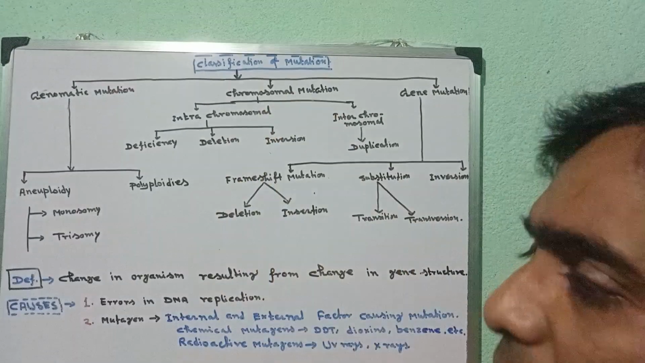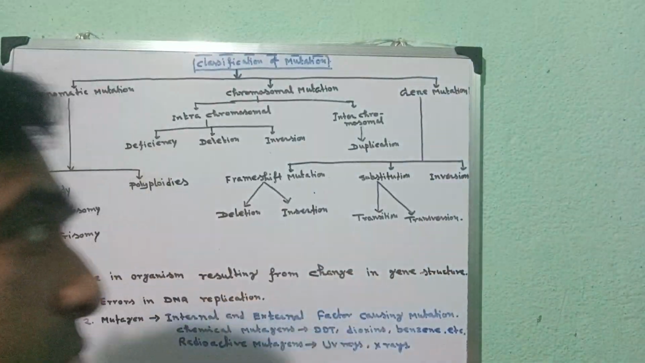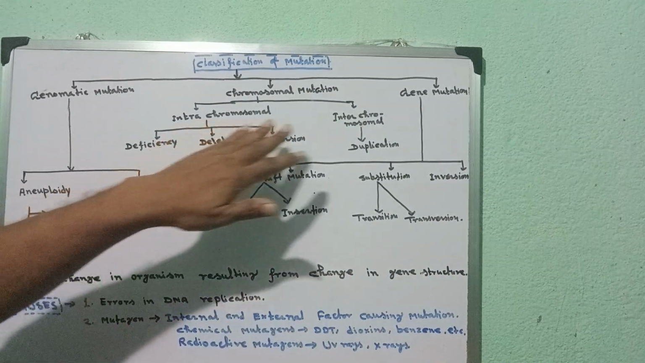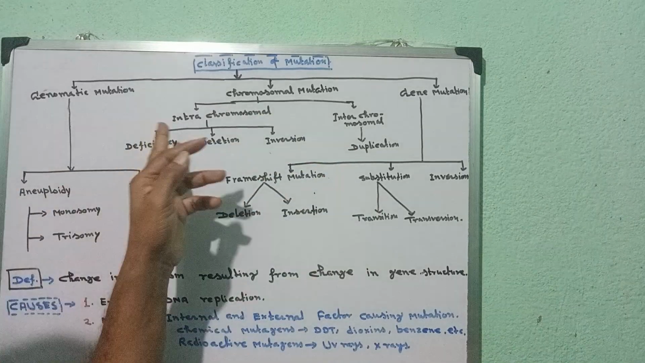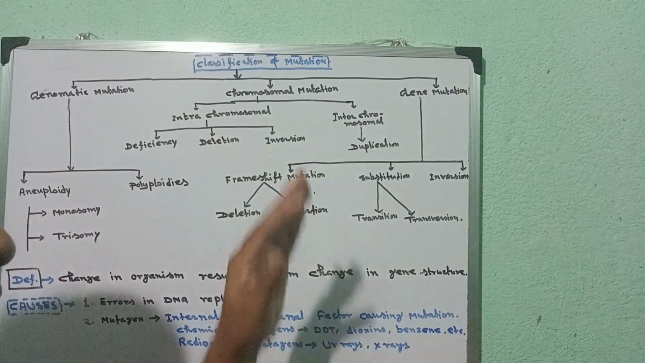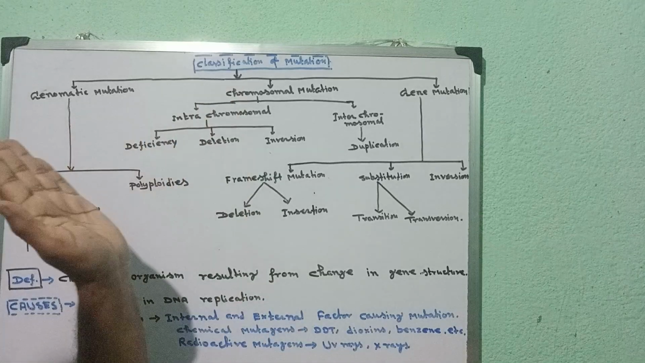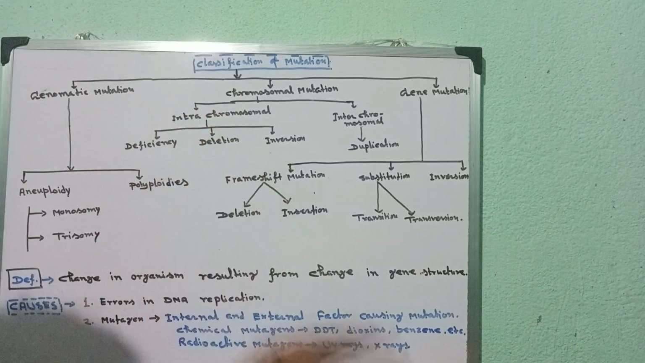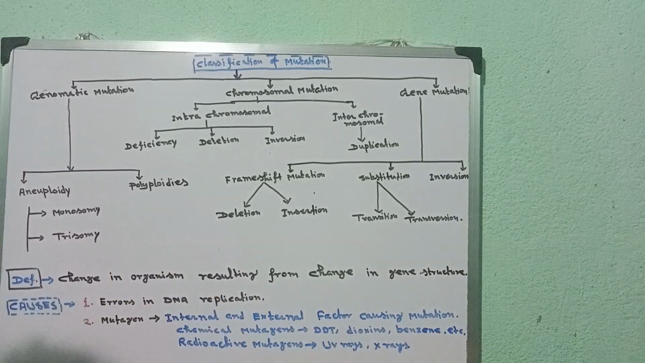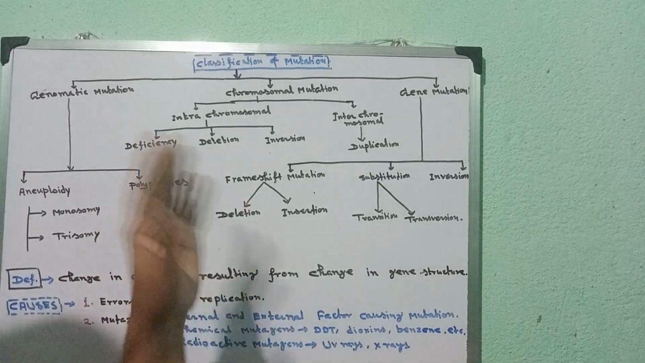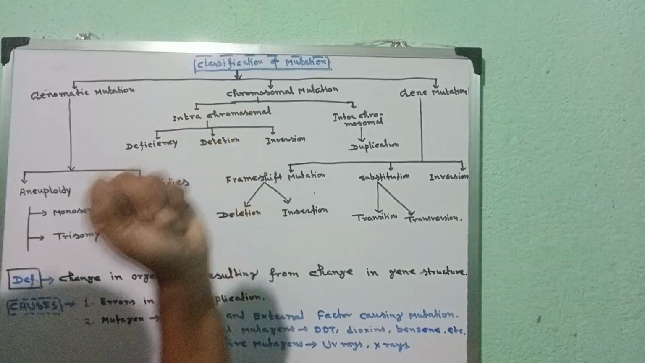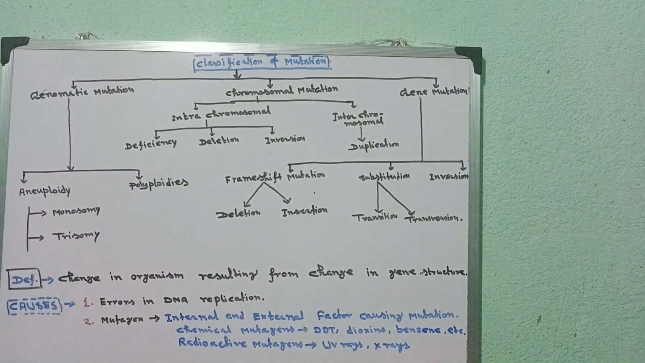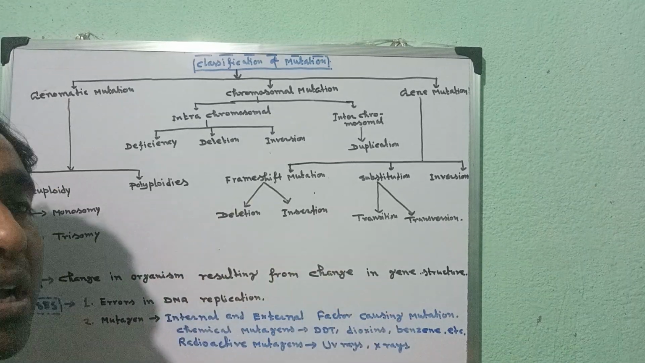Another is the chromosomal mutation. Chromosomal mutations are of two types: intrachromosomal and interchromosomal. Intrachromosomal means within the chromosome, not outside. Interchromosomal means a chromosomal aberration which occurs outside of the chromosome.